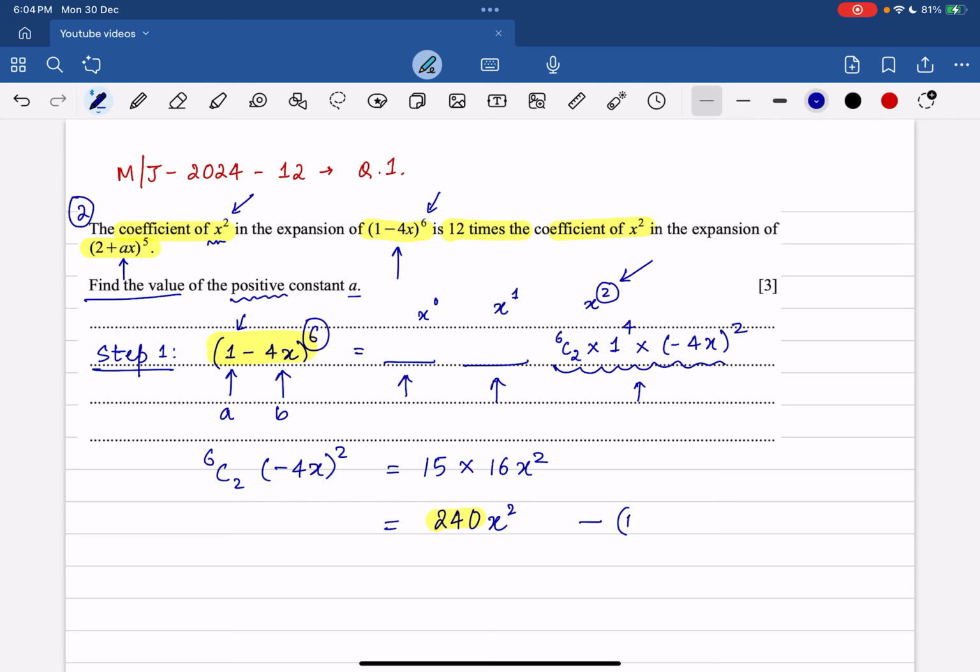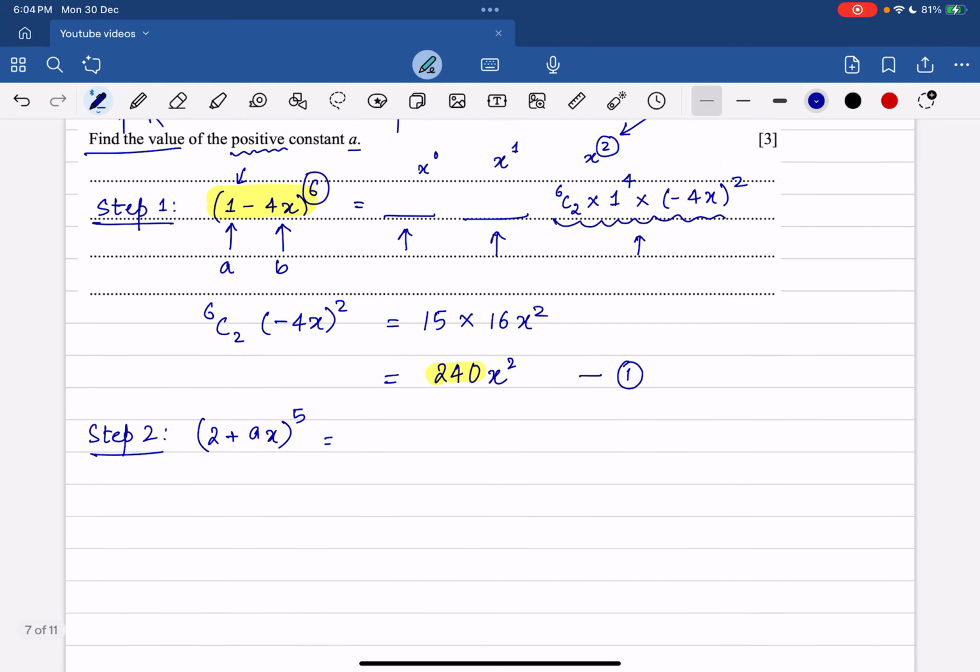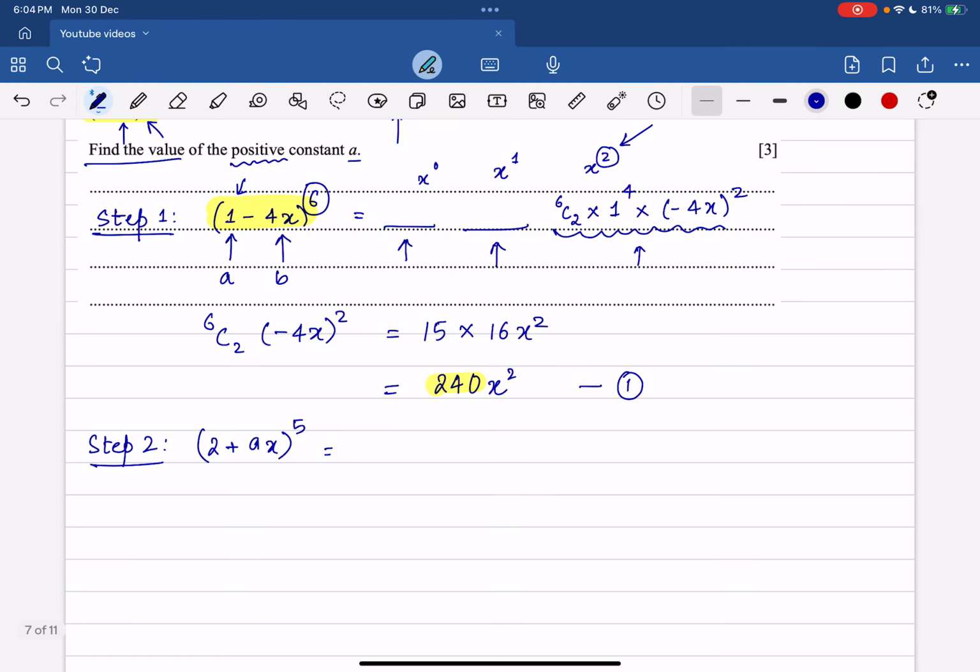Okay, this is one thing that I have to remember. Step 2 is 2 plus ax the whole raised to 5. I have to expand 2 plus ax the whole raised to 5 until I reach x square. So can I do the same shortcut over here as I did in the previous one? The first one will have x raised to 0, the second one will have x raised to 1, and the third one will have x raised to 2, right?